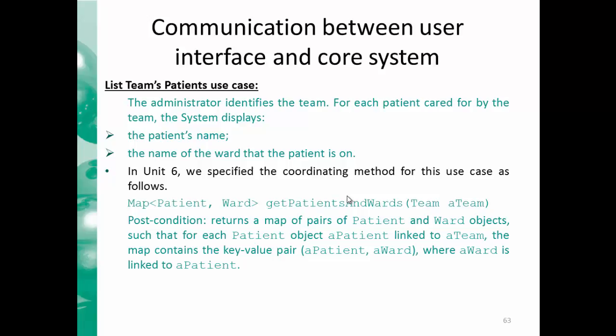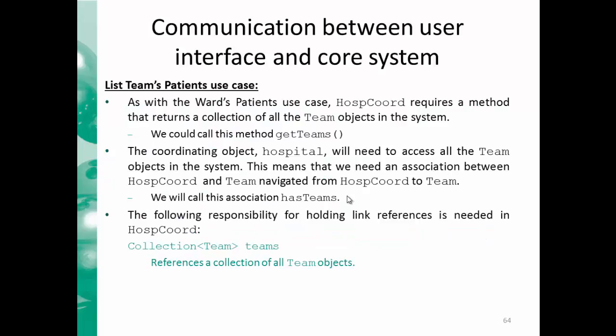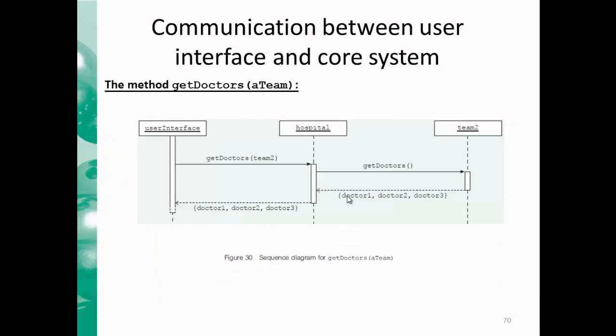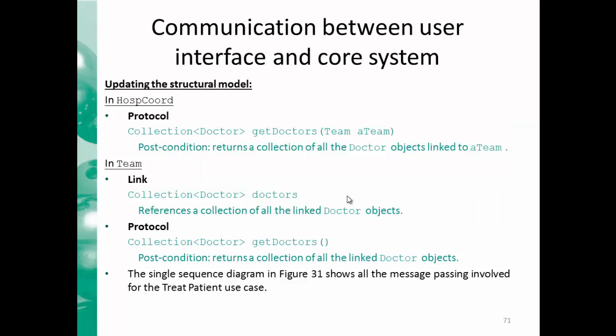Again, we may repeat the same situation to make things clearer on another use case, which is the list team's patients use case. You have the details of the use case and the coordinating method created earlier for that use case. We go through the same situation and we build more objects that can retrieve for us either individual components or collection components, as in the case of teams in this situation. Actually, the same goes for this use case. We continue with the same thing. We get methods to be implemented by the coordinating object and that can retrieve objects from the core system classes.